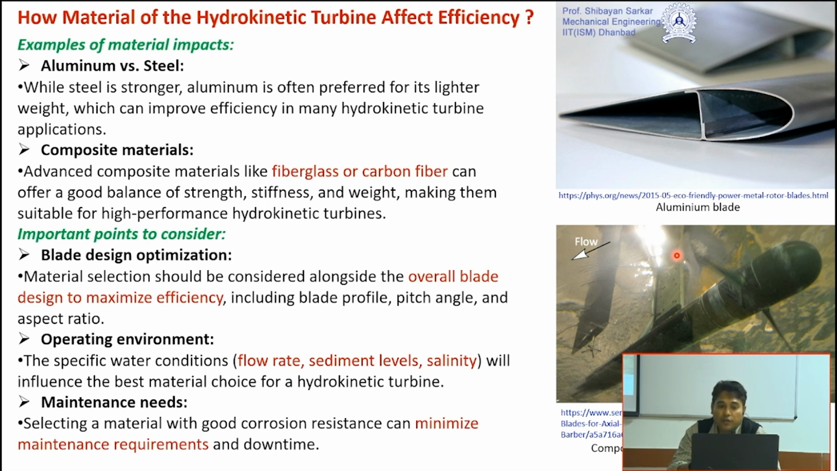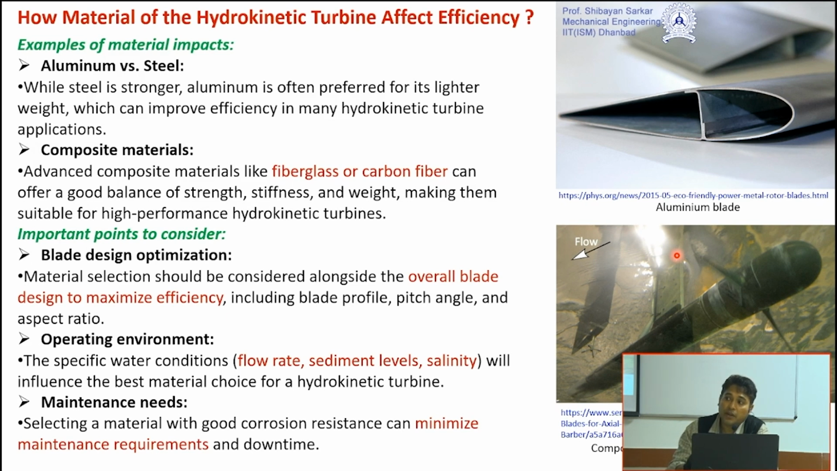Composite material has again shown better performance than these two. Composite material, fiberglass or carbon fiber, has been shown to be usable for this type of turbine blade preparation. But there are different types of composite blade also. What should be the orientation of the laminate of this particular composite? That is also a main criterion. Which type of combination you select is another criterion.